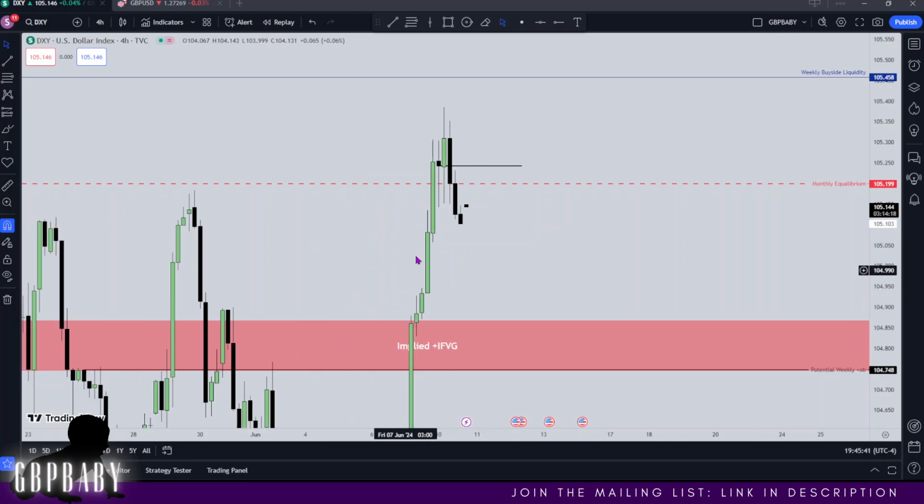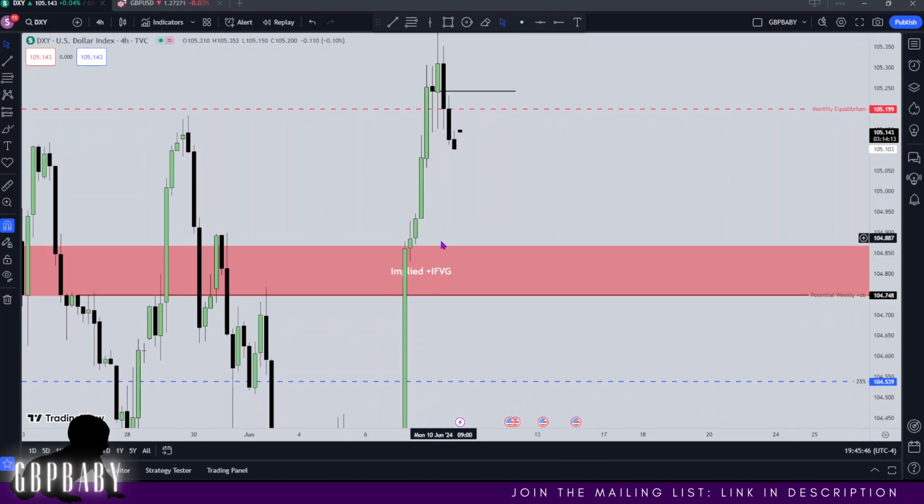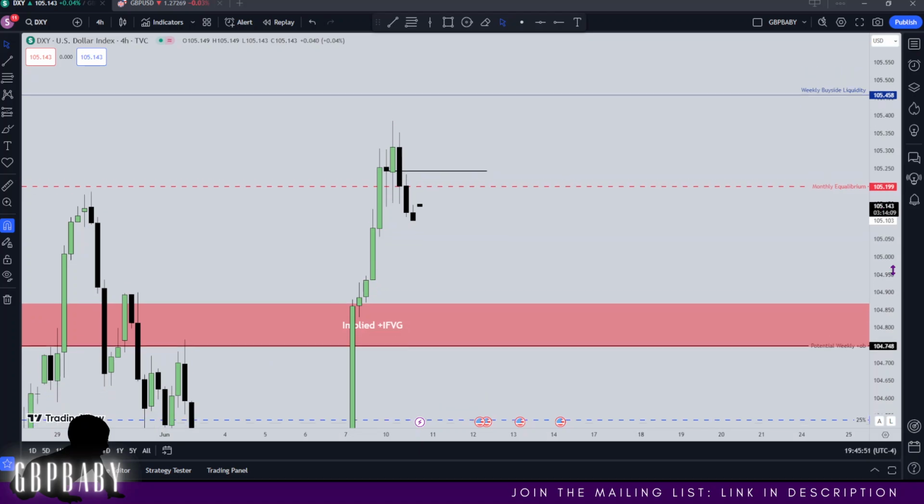Now you can see we have a fair value gap down here. I'd like to see that get filled moving into the new day, and then again potentially reach even lower into the implied fair value gap down here. So that's pretty much what I'm looking for tomorrow.